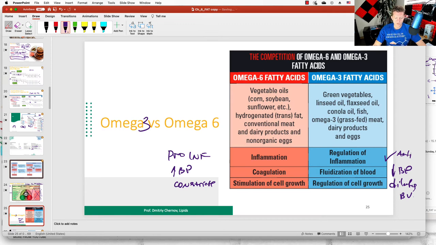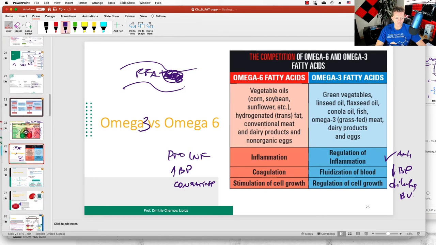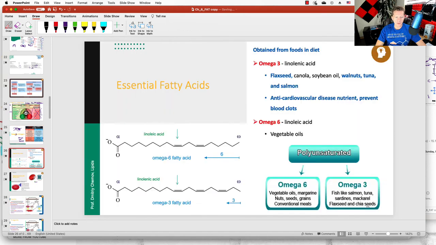But the atherosclerotic plaque would probably be due to free fatty acids that will get oxidized in the blood vessels. We will talk about the process of atherosclerosis today. I think I've said enough on omega-3 and omega-6.